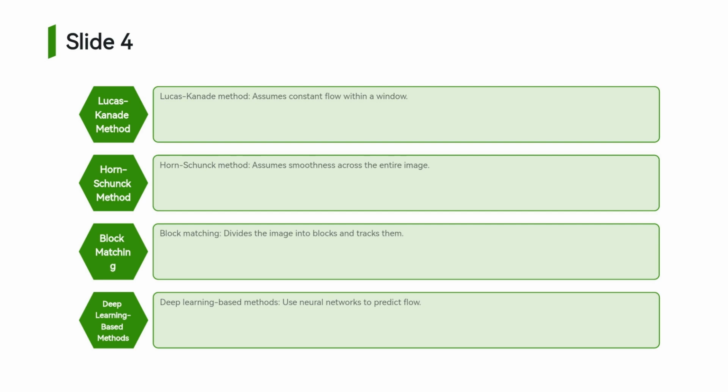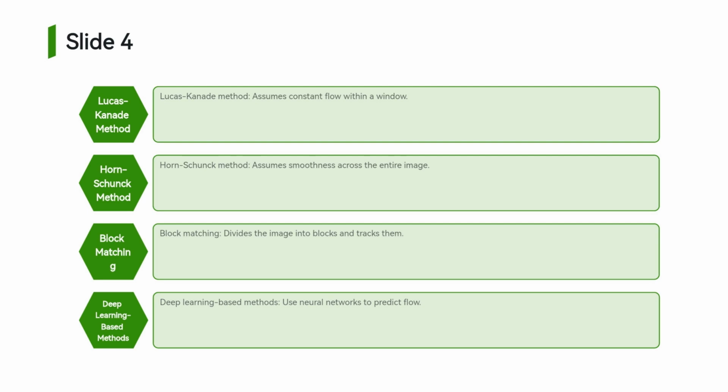There are several methods for computing optical flow, ranging from traditional algorithms to deep learning-based approaches. Lucas-Kanade method. This is one of the most popular methods for optical flow estimation. It assumes that the flow is constant within a local window and uses image gradients to compute the motion vectors. It is efficient and works well for small motions.